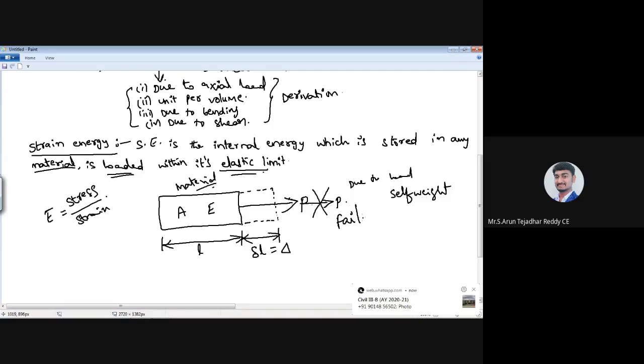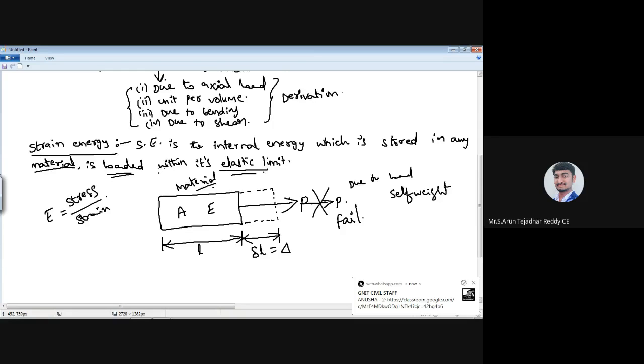The material will fail. So don't consider extra loads in strain energy. Why? Because here the definition is you should apply the loads within the elastic limit. If you apply extra load that is more than the elastic limit, then your body, your material, your beam will fail. So that is the concept of strain energy.